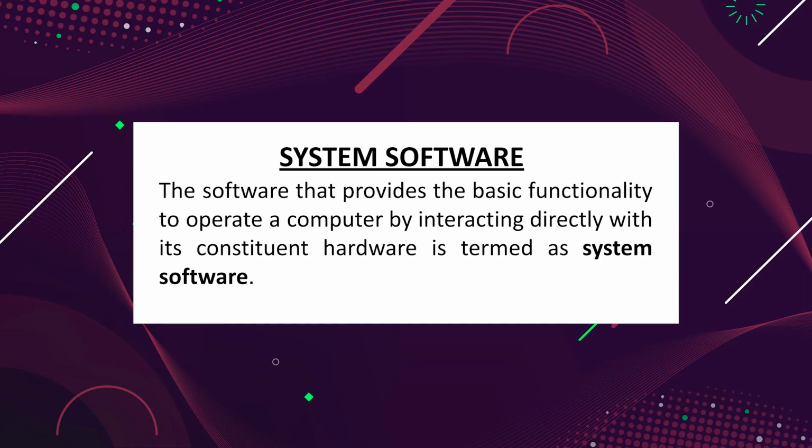First one is system software, the software that provides the basic functionality to operate a computer by interacting directly with its constituent hardware is known as system software. A system software knows how to operate and use different hardware components of a computer. A system software can be classified as operating system, system utilities, device drivers. Let us understand each one of them.